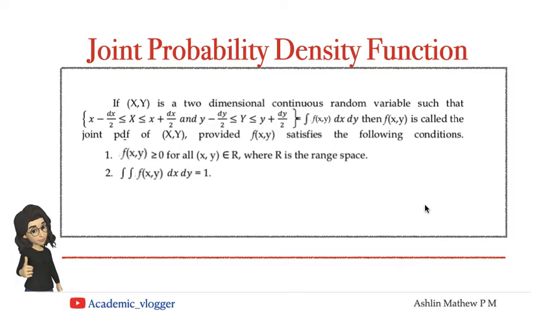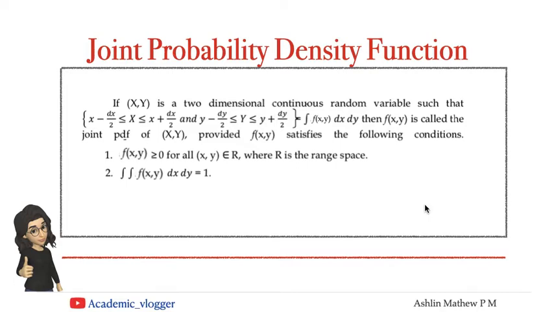So a joint probability density function of the random variables X and Y is denoted by f(x,y), and it is called a joint PDF if it satisfies some conditions. The first condition is that f(x,y) must be greater than or equal to 0 for all (x,y) belonging to R. So if there is a region over which these random variables are defined, then for all the points in this R, this function f(x,y) must be greater than or equal to 0.